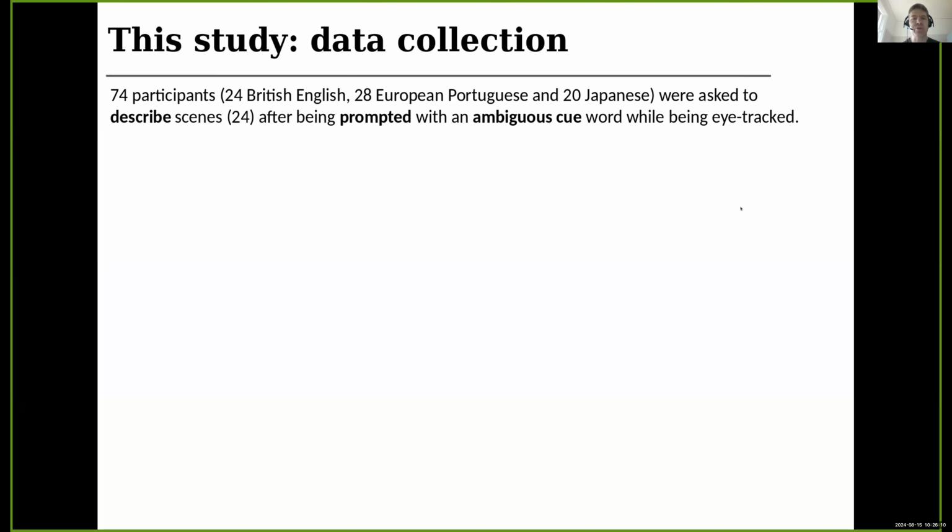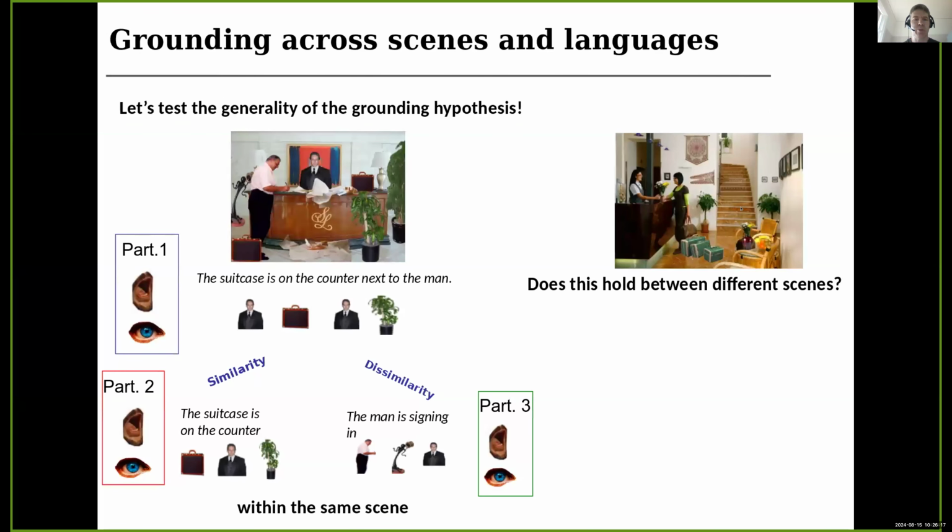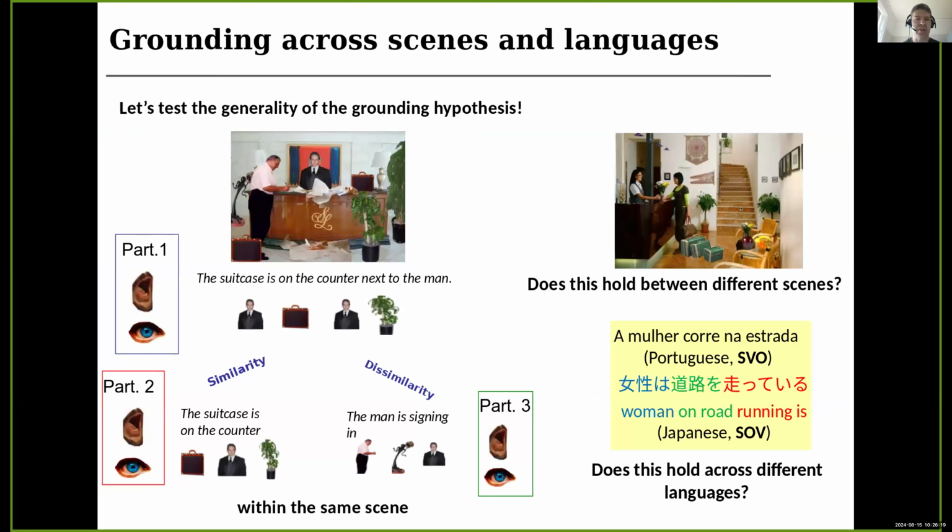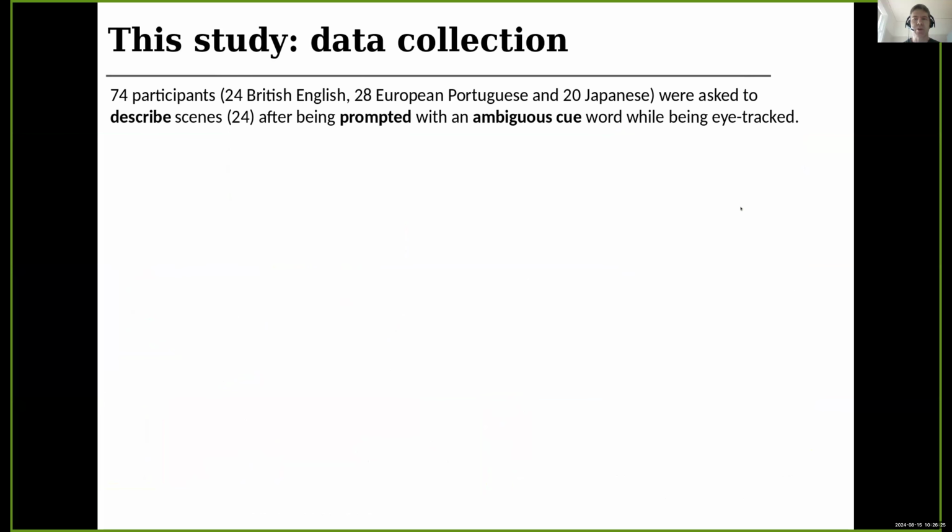And they were first prompted by an ambiguous cue word. So in this example here, this would have been suitcase or man. As you can see, the pictures have been photoshopped so that there's two suitcases and two men. So that creates an ambiguity. This is because we also wanted to study ambiguity, but this is a separate question and a separate paper that I'm not going to talk about here. I'm only going to talk about the correlation between scan patterns and sentences.